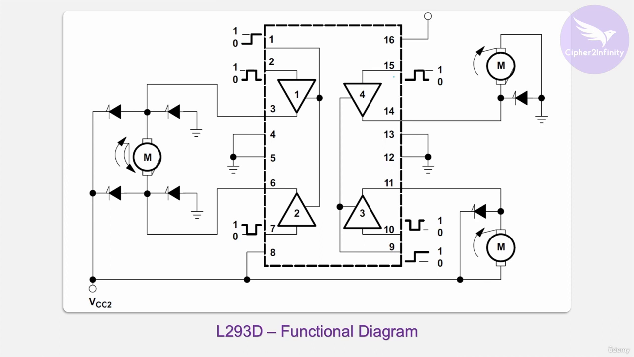So this is basically the functional diagram of the L293D IC. And you can see, as I told you, there are 4 drivers inside this IC. So pin number 3 is the output of this first driver. Then pin number 2 is the input of this driver. Okay. And as I told you, this pin will be connected to the GPIO pin of the microcontroller. In the same way, this is the input pin of this driver.